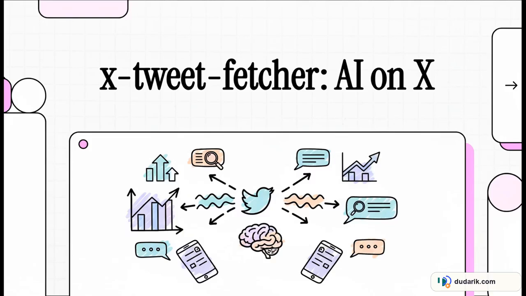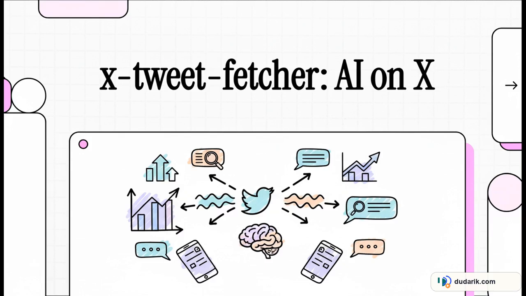All right, let's talk about a problem that I know has driven pretty much every AI developer crazy at some point. How do you get good, reliable data from X? The platform formerly known as Twitter. If you've ever tried to get your AI agent to just understand what's trending, or track mentions, or even just read a single tweet, you know the struggle is absolutely real.